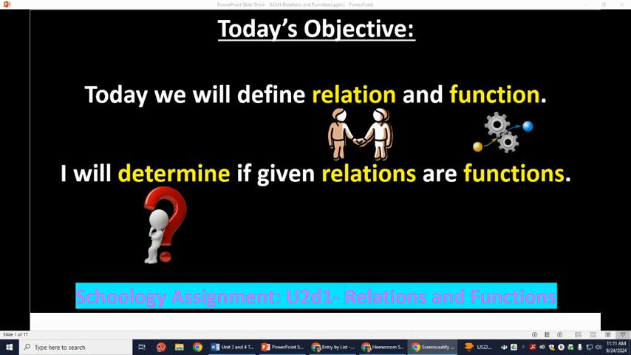Today we're going to be defining, oh, what color are y'all going to read? I forgot to remind you. What color are y'all going to read? Yellow. Yellow.